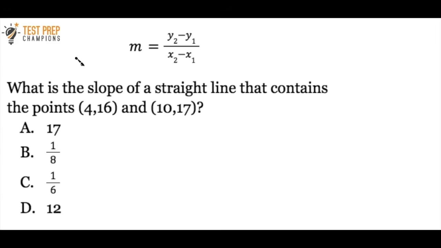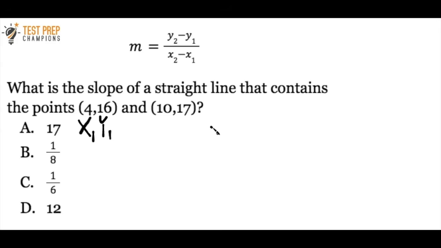So now's your chance to pause the video, give this one a shot, and whenever you're ready, we'll go over it. Okay, so first of all, when you see the formula here, note that this little m represents the word slope. So the first number in the parentheses is always going to be an x. So I'm going to make this 4 my x1, and this 16 here, the second number is always a y, so I'm going to make the 16 y1.